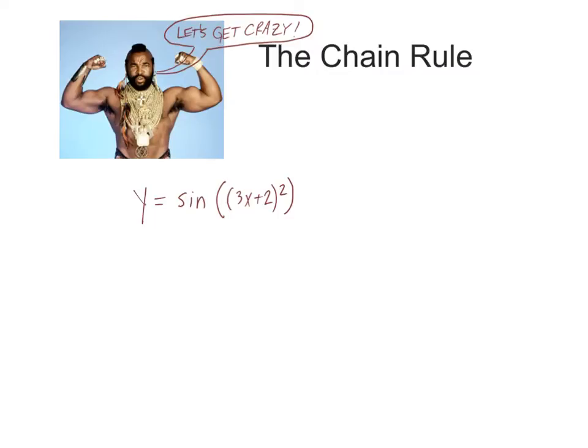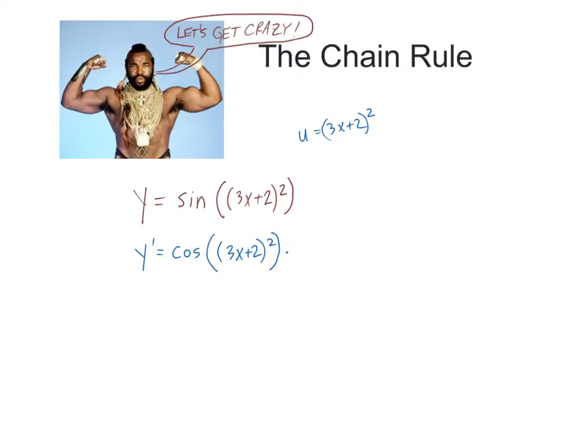The sine of something, that something is (3x plus 2) quantity squared. Okay, so let's just start on the outside. The outermost thing that's happening here is this is a sine derivative. The derivative of sine of anything is cosine of that same thing. Now, today we're learning that we have to tack on the derivative of that inside thing. This inside thing is (3x plus 2) quantity squared.